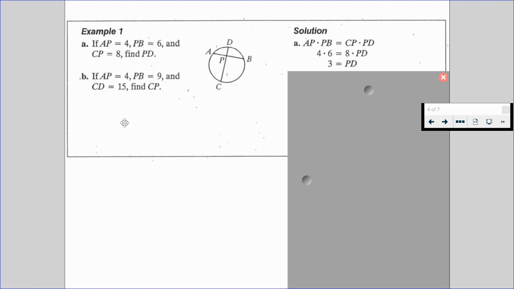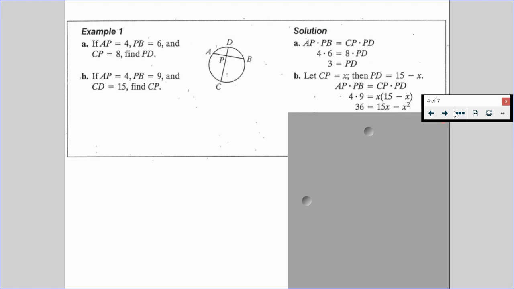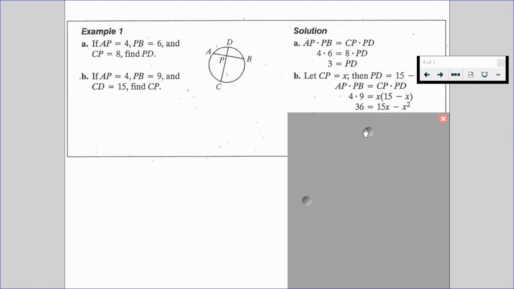For part B, if the length of AP is equal to 4, the length of PB is equal to 9, and the length of CD is equal to 15, we want to find the length of CP. We're going to say, hey, let CP be equal to X here, and then PD is going to be equal to 15 take away X. We can now set up our products. AP times PB is equal to CP times PD. Substitute in everything. We're going to figure out that 36 is equal to 15x minus x squared.